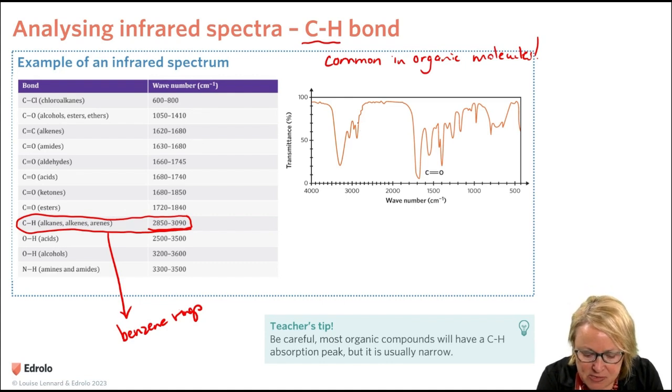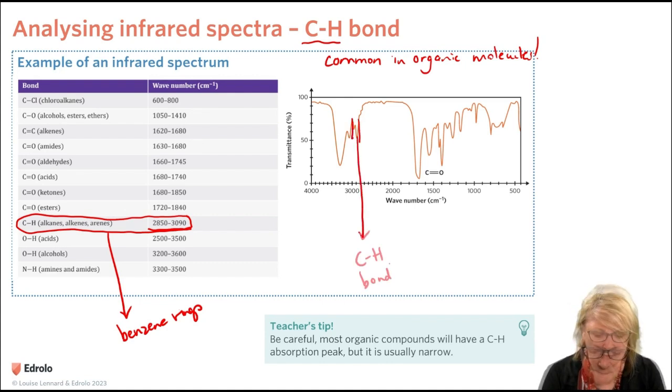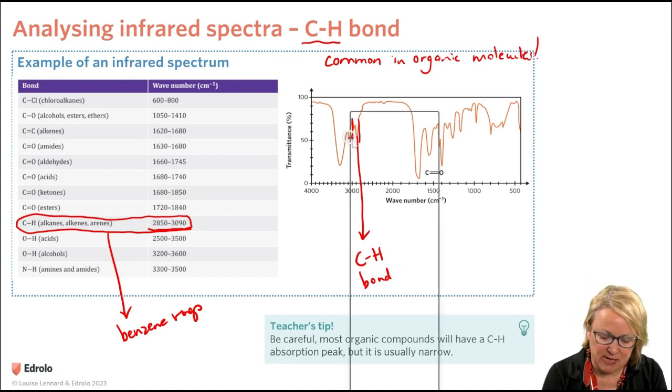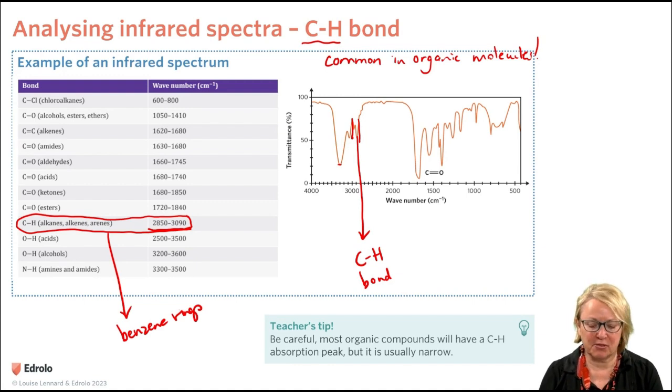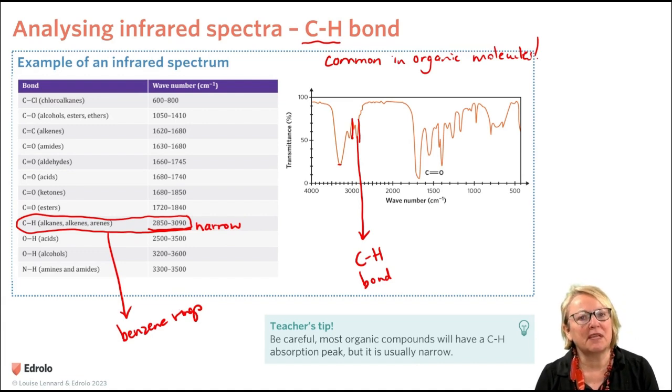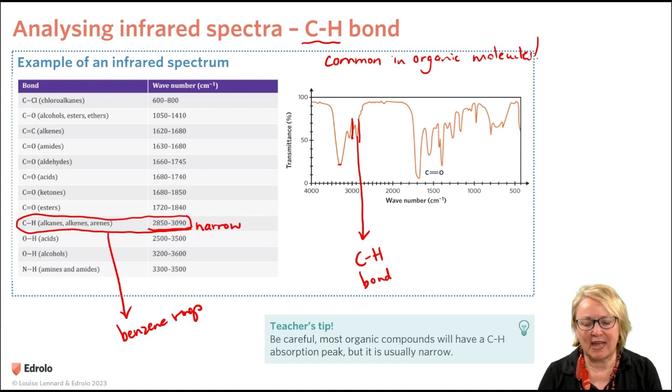So that's this section here. So that's the CH bond. Now we can see that there's another couple of signals here and here. They'll be due to something else, but most organic compounds will have at least one narrow, sometimes sharp, sometimes medium peak to indicate the presence of a carbon-hydrogen bond. So just remember that most molecules, you'll see that.